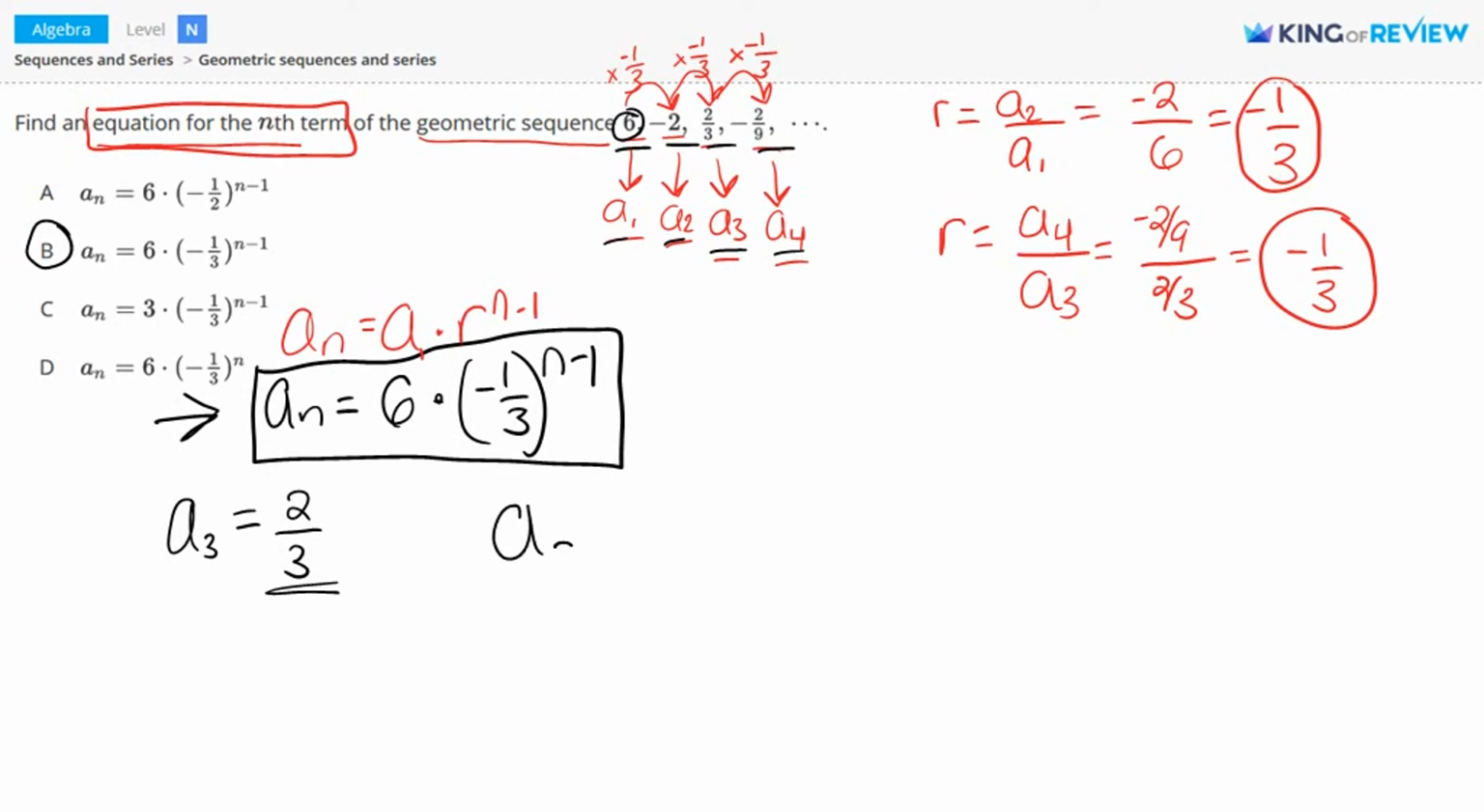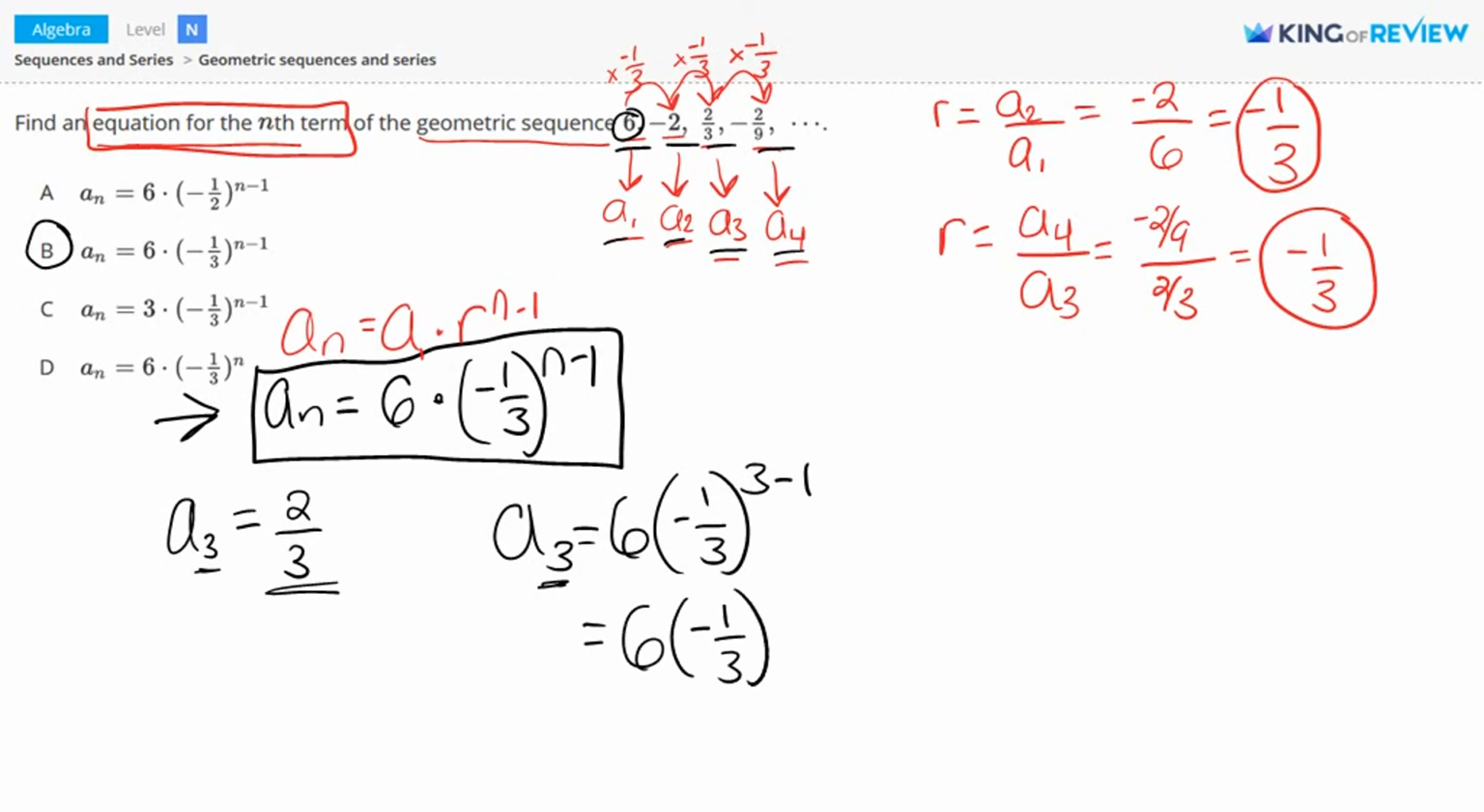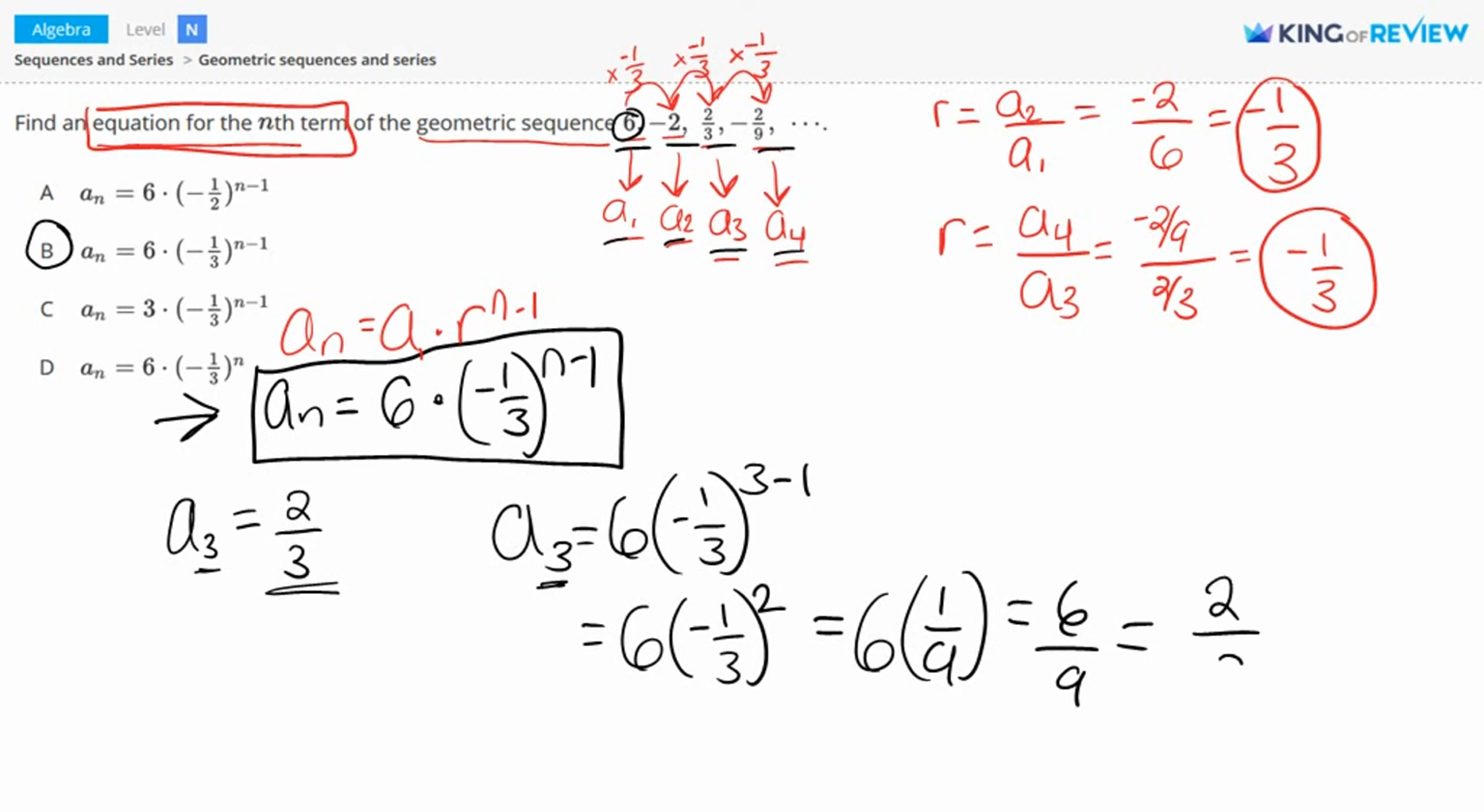So we have A3 equals 6 times (-1/3) to the 3 minus 1 power, because our n value here is 3. So now let's simplify this. We have 6 times (-1/3) squared. And this equals 6 times 1/9, which equals 6 over 9. And when we simplify this, we get 2/3. And 2/3 is the third term here. So we know that this equation is correct.